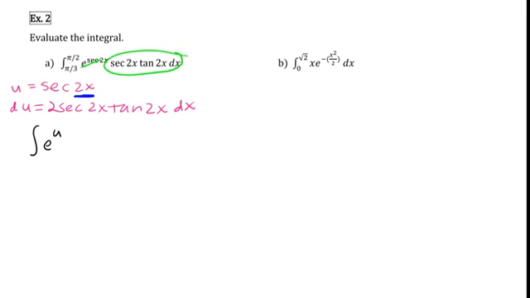Now I have a secant 2x tangent 2x. Do you guys see that right here? What's over here that's not supposed to be? This 2. So let's divide both sides by 2 and get a 1/2 du. Oh, they sure do like us. Look how nice this is.